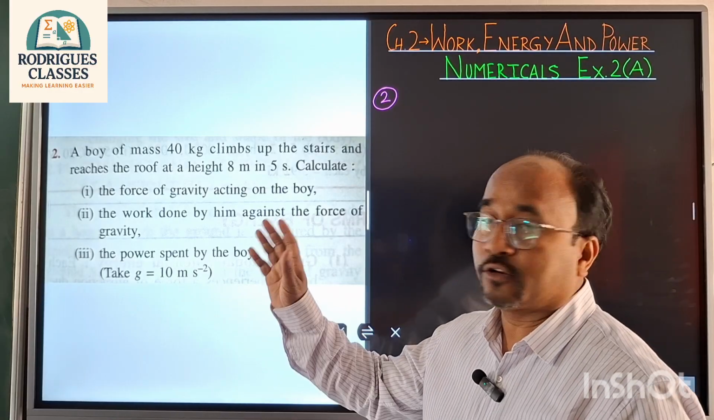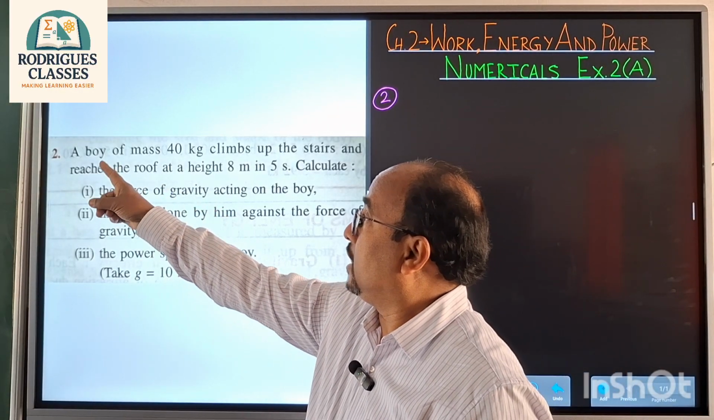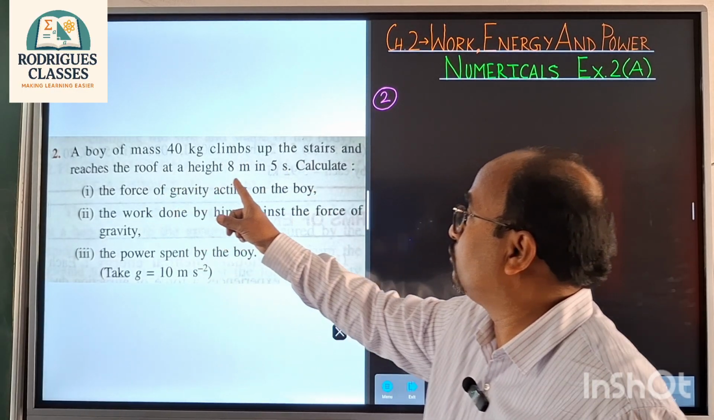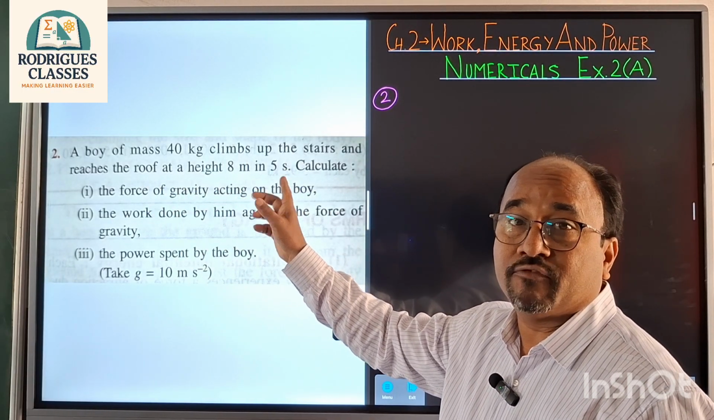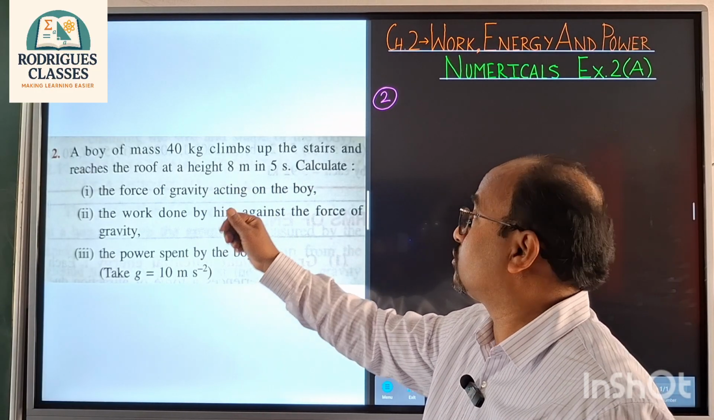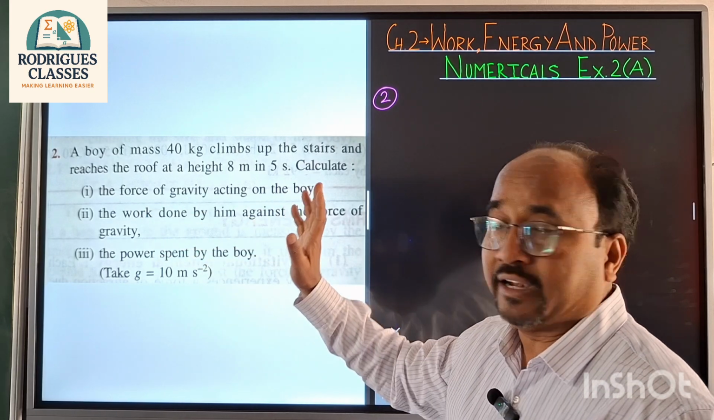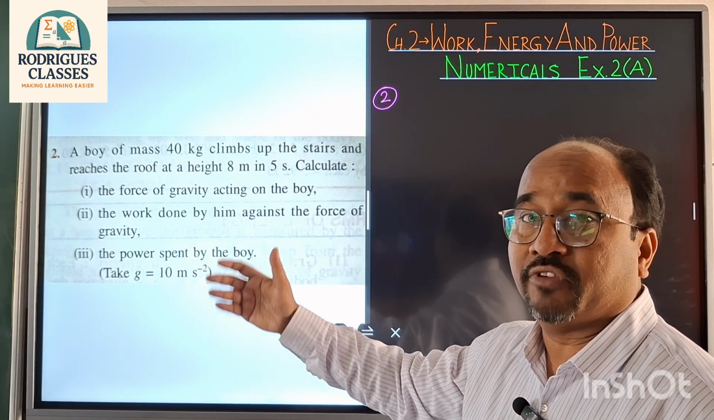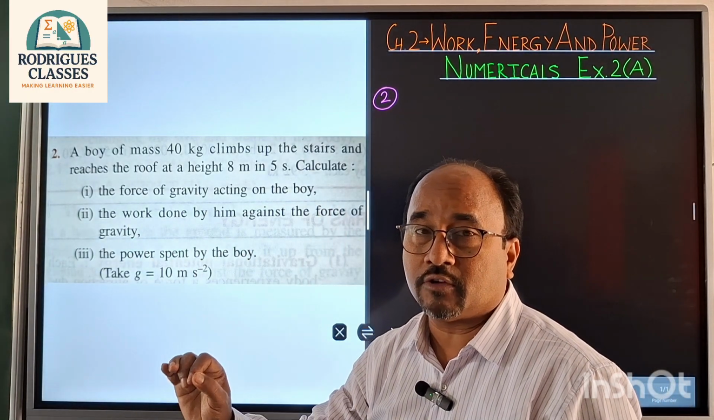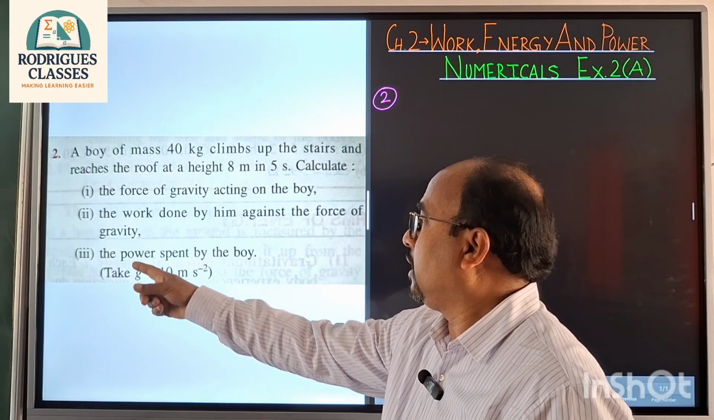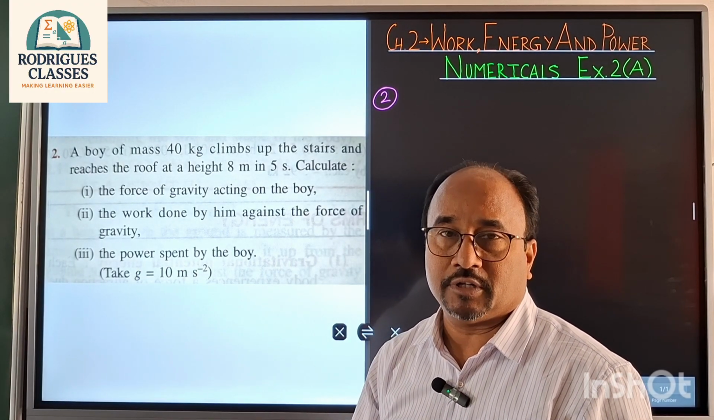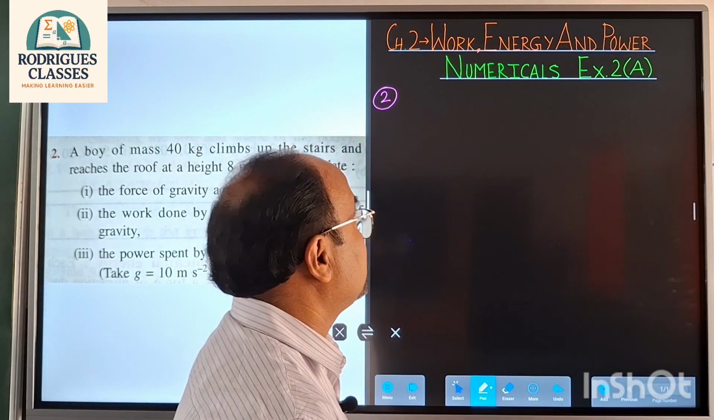Now let us take a look at question number 2, which says that a boy of mass 40 kg climbs up the stairs and reaches the roof at a height of 8 meter in 5 seconds. So the height is 8 meter moved, that can be taken as displacement also. Calculate the force of gravity acting on the boy, only the force of gravity, which will be the weight of the boy, okay? The work done by him against the force of gravity. Now, due to the force of gravity, we have to find the work done. And the last one is power spent by the boy, and we have to take G as 10 meter per second square. So let us take a look at this numerical.